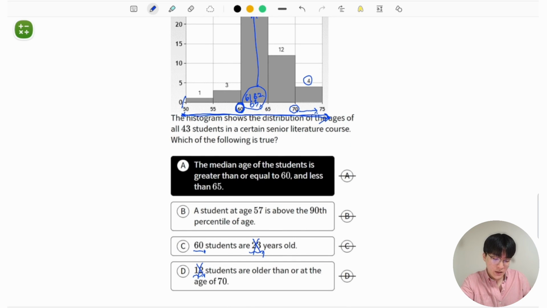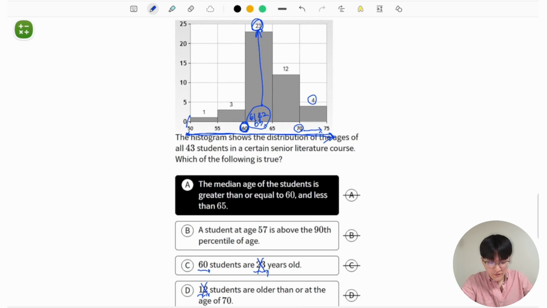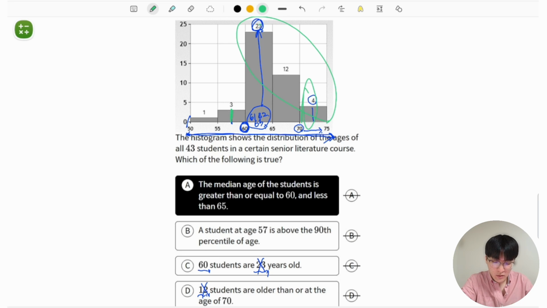Answer choice B, a student at age 57 is above the 90th percentile of age. Now, if you look at 57 here, and if you want the 90th percentile, you should be up here somewhere. But if you say 57 is the 90th percentile, that's obviously not it because more than half of the data values are above 57. So even without having to perfectly calculate everything, we can know for sure that the 90th percentile is incorrect.